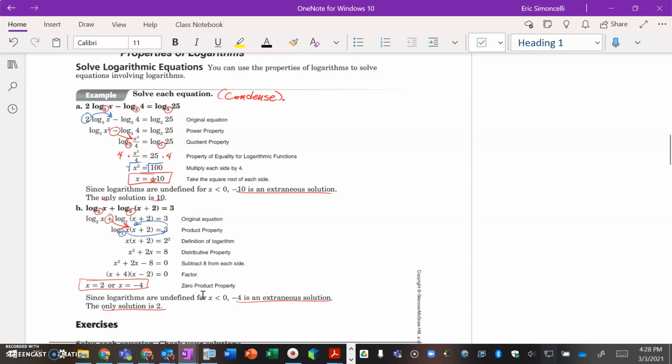Please check all of your answers when solving log equations. And you don't necessarily even need to plug it in per se. You could even graph to check either part A or part B. And any type of solving of an equation can be checked essentially via graphing, as we've seen in the past. So please, please check your answer every single time.